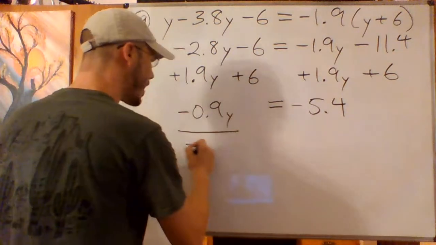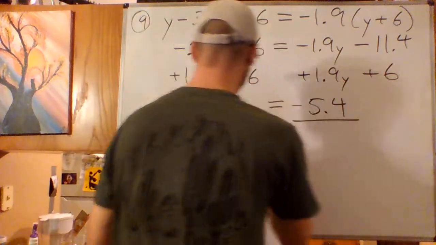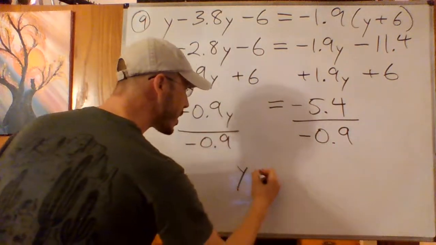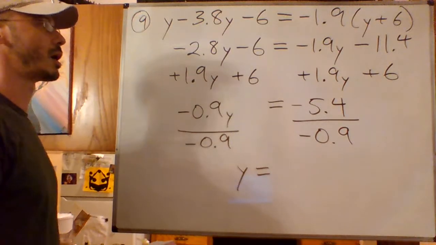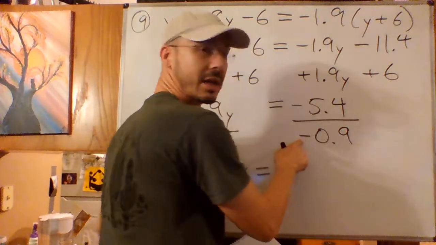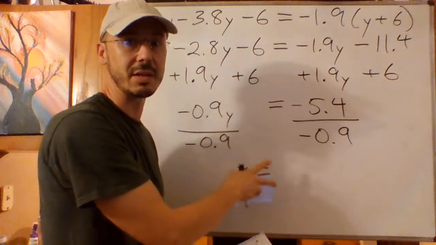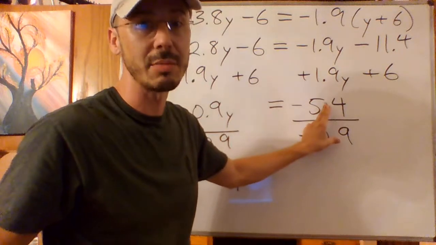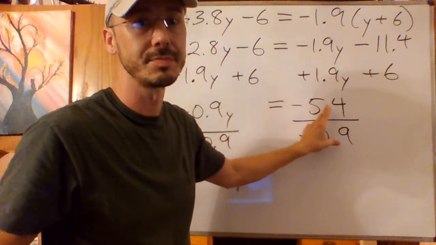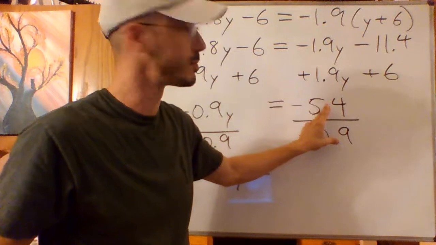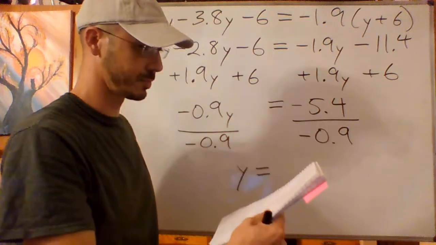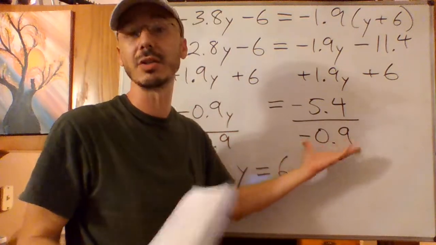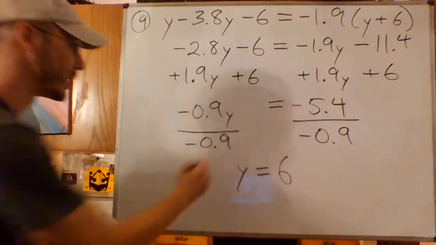Then finally, I'm going to divide both sides by negative 0.9 because that's my coefficient on y. So this is y equals, and here's my solution. Well, they're both negative, so the result is going to be positive. Negative divided by a negative. You could think of this as 54 divided by 9, which is 6. But 5.4 divided by 0.9 in your calculator is almost as fast. And that's the solution.